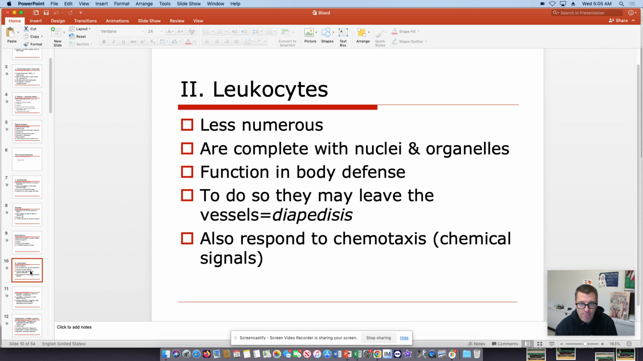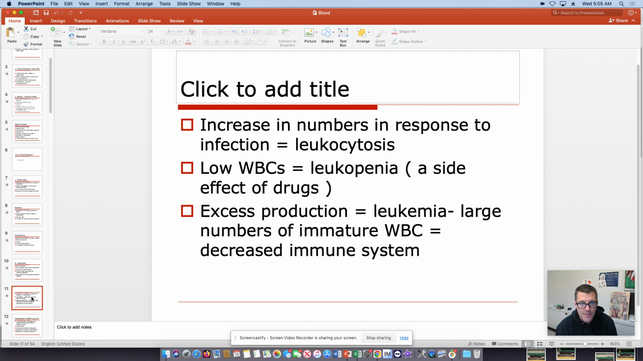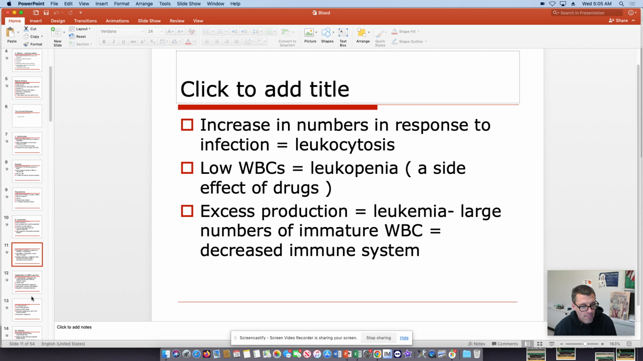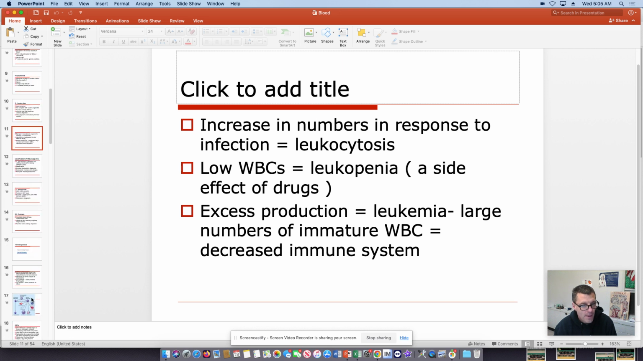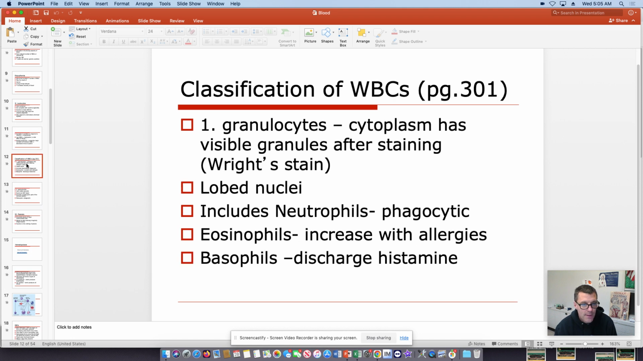defense, function and body defense. A couple of things about that: an increase in the number in response to infection is just fairly normal, but excess production, inexplicably you might say, might be leukemia. And very inordinately high numbers of white cells would indicate leukemia.